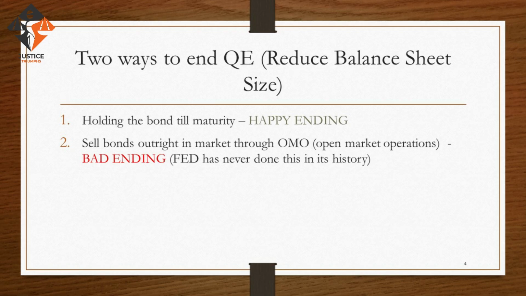This is one I would call a bad ending. This one, the Federal Reserve has never done in its past, and now there is talk going on that this has to be done. This is what is called selling the bonds outright through open market operations.